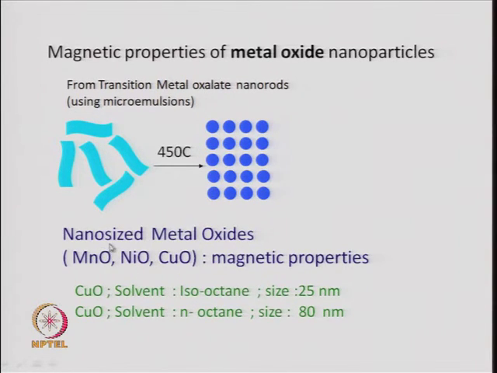You will get copper oxide if you start from copper oxalate. So, you can get nano sized metal oxides, and you can study the magnetic properties of these metal oxide particles. And you can control the size of the particles by controlling the microemulsions.